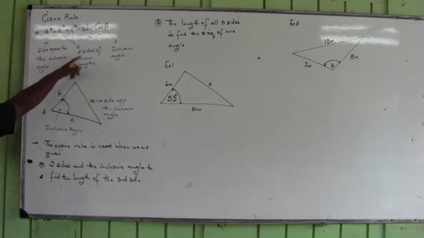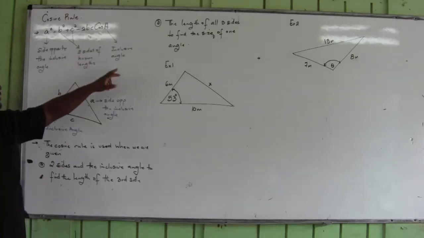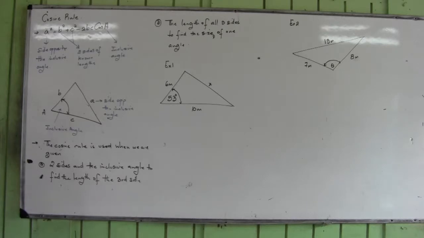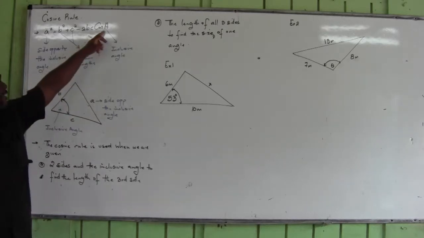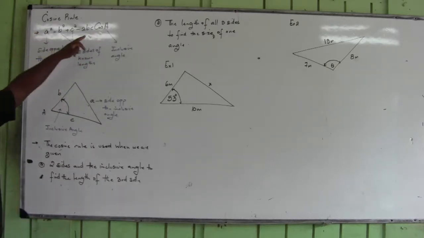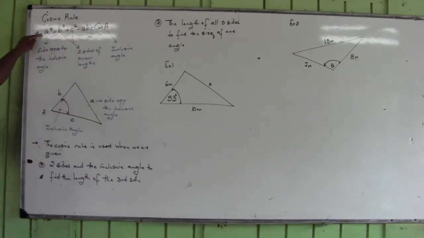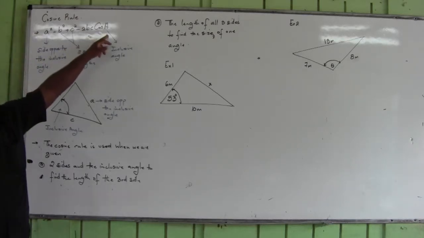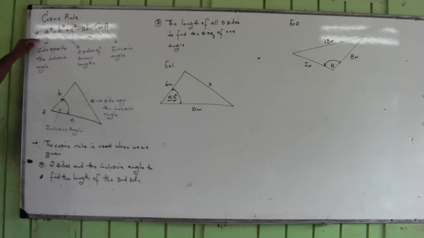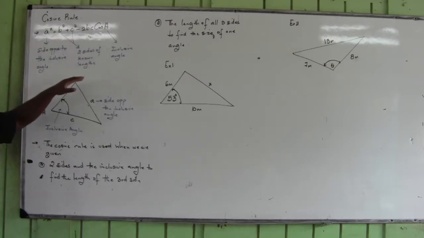B and C are two sides of known length, and capital A is the inclusive angle. Remember, in a triangle, the angle and the side opposite to the angle have the same letters. So capital A is the inclusive angle and small a is the side opposite to the inclusive angle. B and C are the two sides of known lengths.